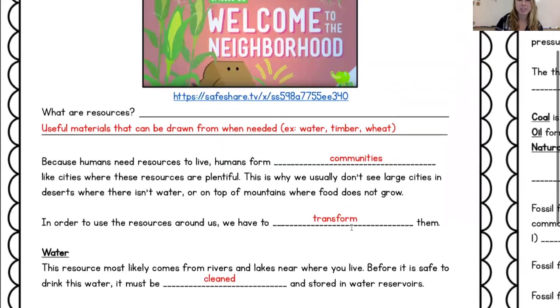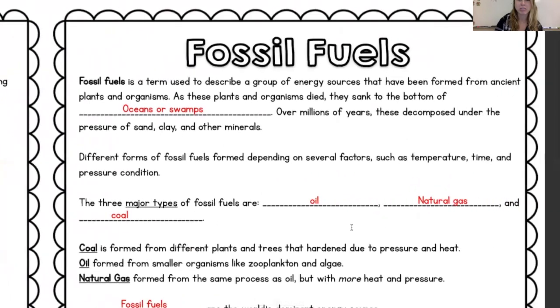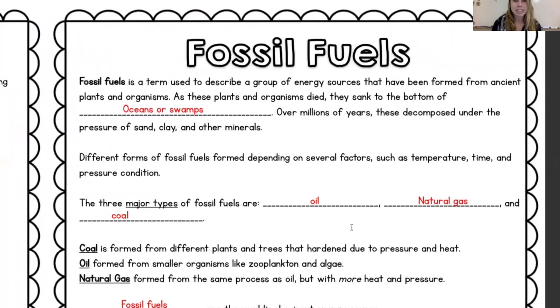All right, now we're going to switch to the page that says fossil fuels. I know I got excited when I saw the word fossil, but we're not talking about dinosaurs yet.